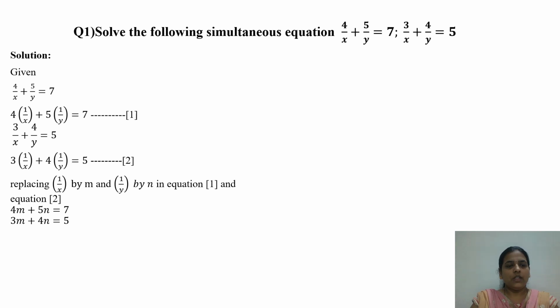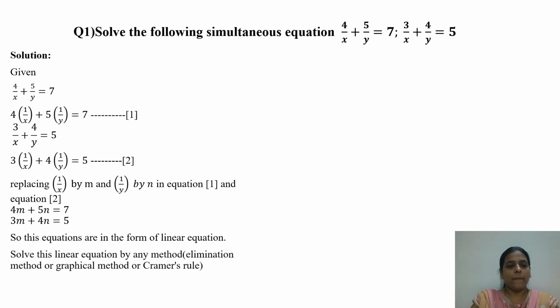So observe these equations, that is 4m plus 5n is equal to 7 and 3m plus 4n is equal to 5. Now these equations are in the form of linear equations. So do the calculation. Next is what? Solve these linear equations by using any method, that is the elimination method, graphical method, or Cramer's rule. So we will use here Cramer's rule.